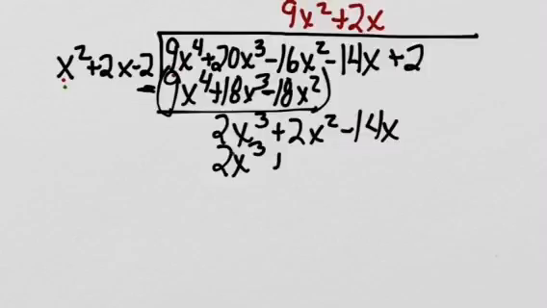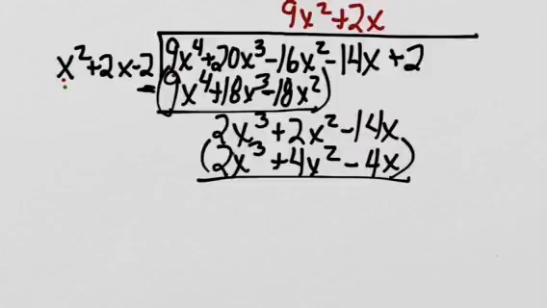2x times 2x is 4x squared. And 2x times negative 2 is negative 4x. As always, with long division, we subtract that from what's above it. Those cancel each other out, the first terms. This becomes a minus 4x squared, so those add up to be negative 2x squared. And that becomes a positive, so those add up to be negative 10x.